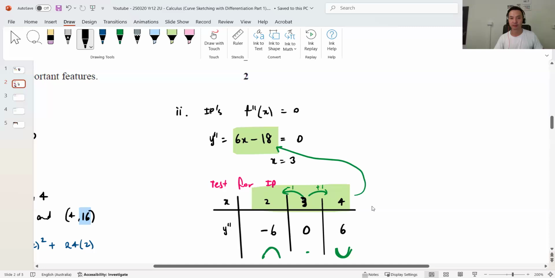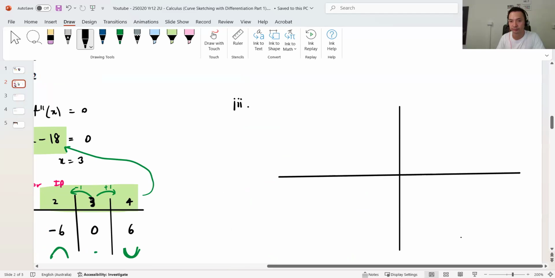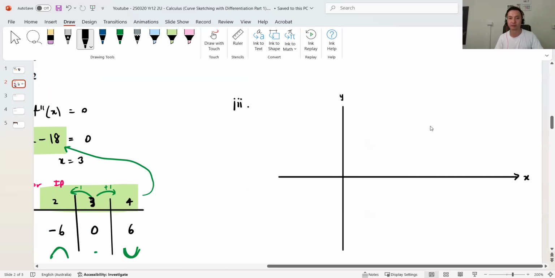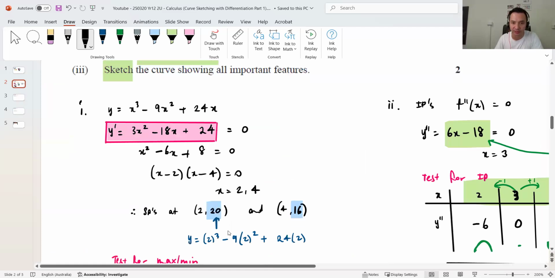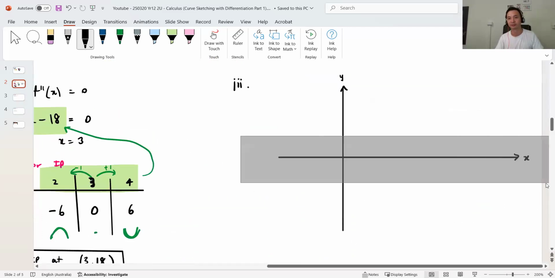Now the sketch, you're just going to make sure you sketch your key features. So let me draw. I think that X is a bit bent, but it doesn't matter. X, 0. Since everything's happening in a positive space, let's go over here. All right, so what do I know? 2 stationary points at (2, 20) and (4, 16), not to scale. So maybe I'll move this down a bit.